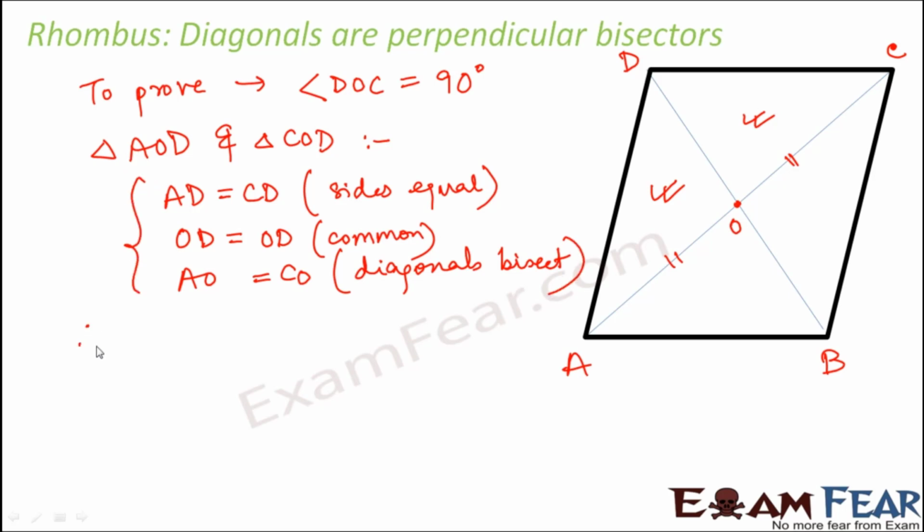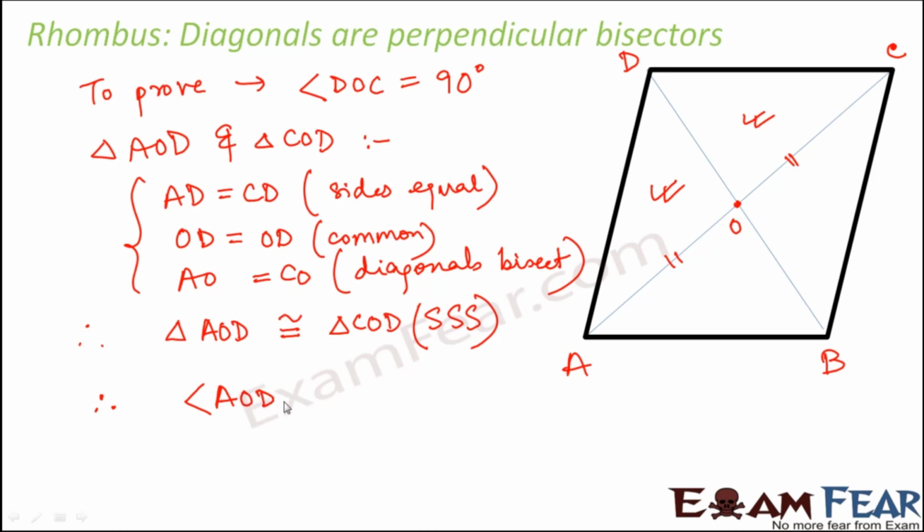So considering these 3 points, we can say that triangle AOD is congruent with triangle COD. Now by which congruency? SSS congruency. Since these two triangles are congruent, their corresponding sides and angles will also be equal. Therefore, angle AOD will be equal to angle COD. That is, this angle will be equal to this angle.